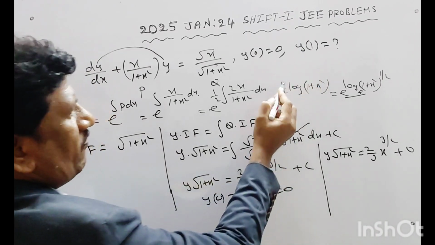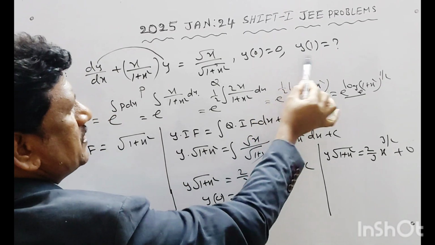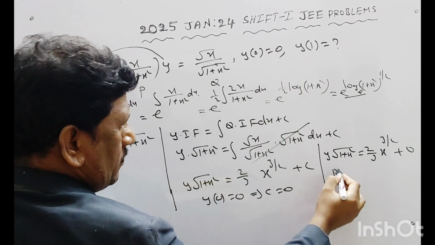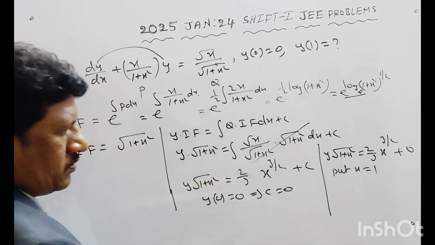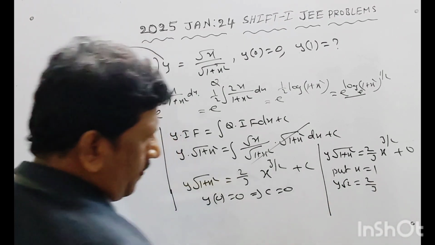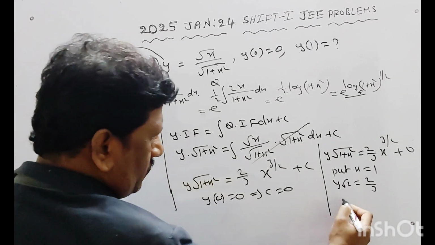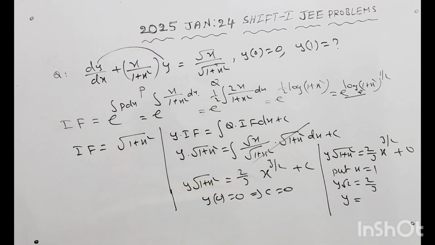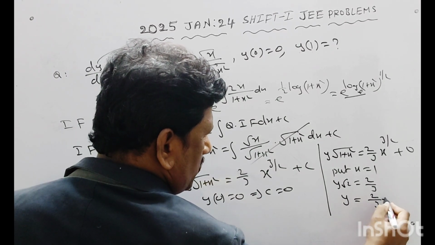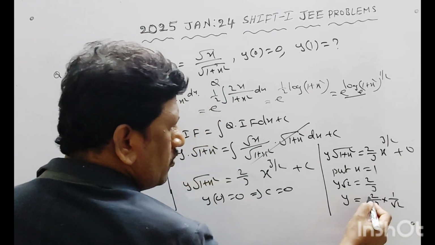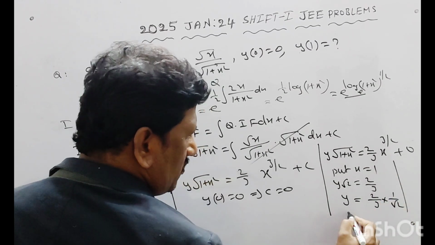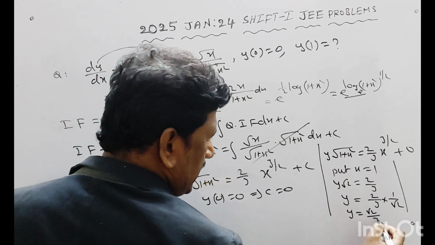Again they ask to find the value of y of 1. What is the meaning of this step? It is asking what the value of y is when x is 1. That's why put 1 in the place of x. You will get y into root 2 is equal to 2 by 3. So then you will get the value of y here. This is 2 by 3 into 1 by root 2. Root 2 will go into this 2, root 2 times. That's why the value of y is root 2 by 3.